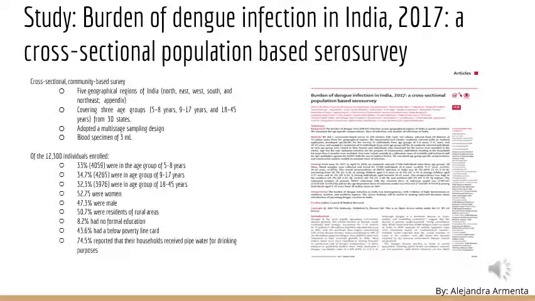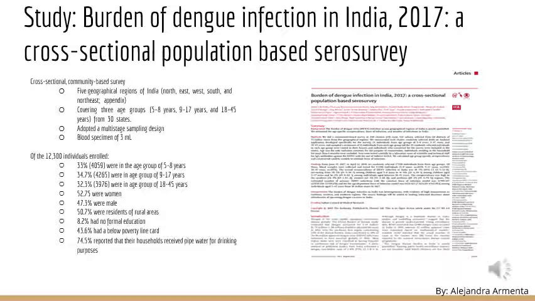When trying to find the disproportion of impact within individuals with dengue in India, I found the study named Burden of Dengue Infection in India, 2017, a cross-sectional population-based serosurvey. This study wanted to know how many people have had this disease during this time period. So they created a cross-sectional community-based survey.